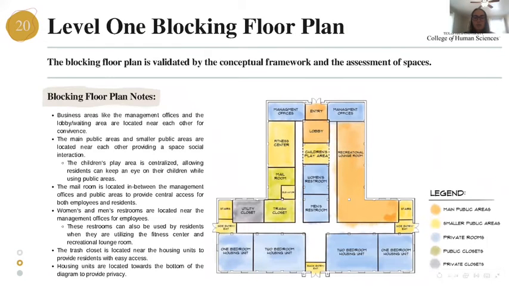Based off of the conceptual framework and assessment of spaces, the following blocking floor plan can be determined for the low-income housing facility. Business areas like the management offices and lobby area are located near the front of the facility for convenience. The children's play area is located in between the public areas, allowing residents to be able to keep an eye on their children while interacting with other residents. The restrooms are also centralized, allowing them to be used by both employees and residents who are utilizing the social spaces. Housing units are located near the back of the facility and next to the trash room to provide easy access while maintaining privacy.